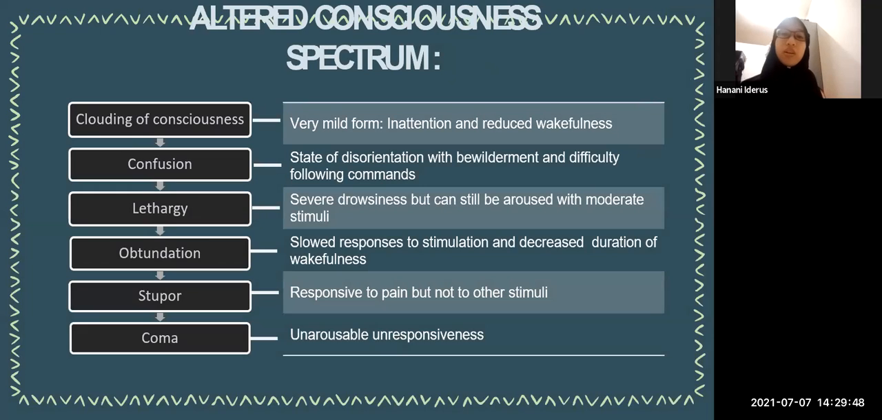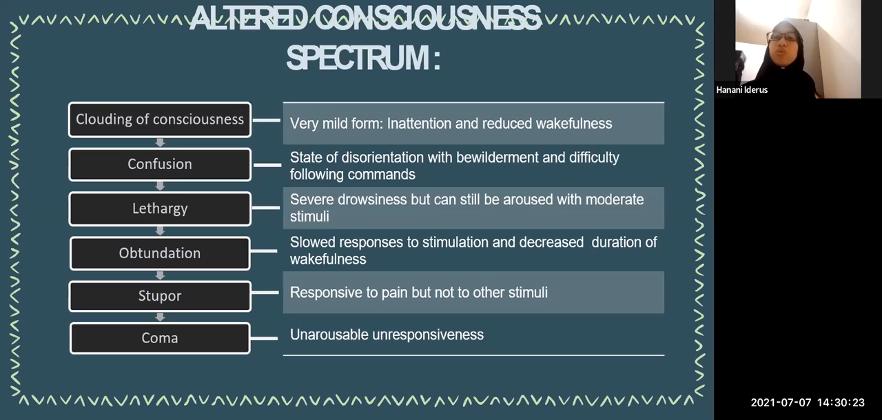For the altered consciousness, basically what is consciousness? Consciousness represents awareness of the self and environment. When someone is said to be altered in consciousness, there is actually a spectrum. It starts with the mildest form and can become a much more severe form, which is the coma state. The mildest form is the clouding of consciousness, in which the patient starts having inattention and also reducing wakefulness.